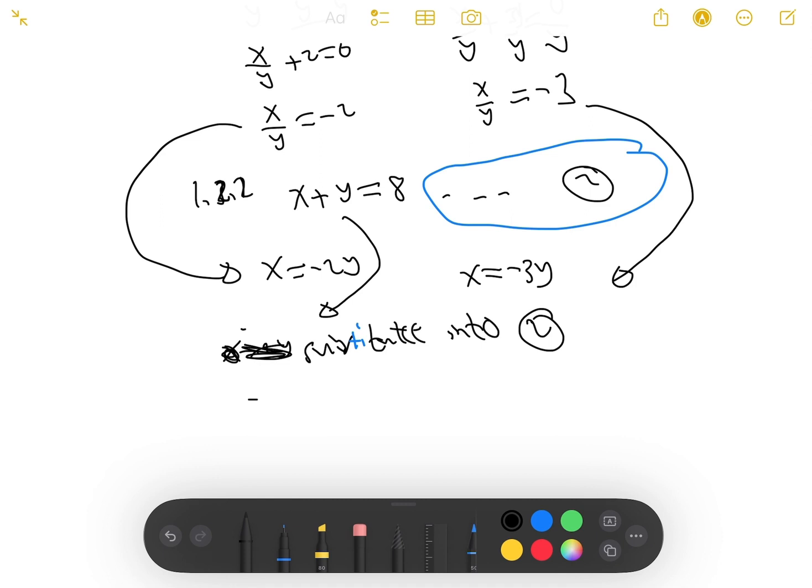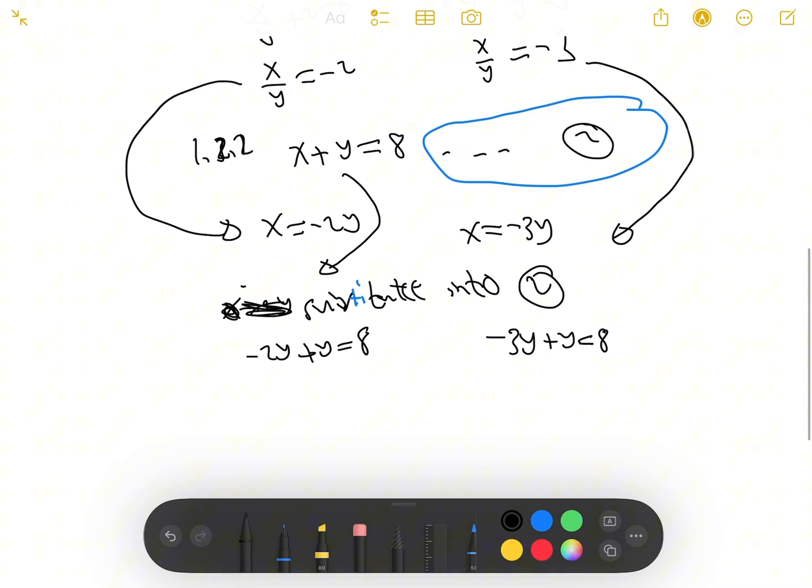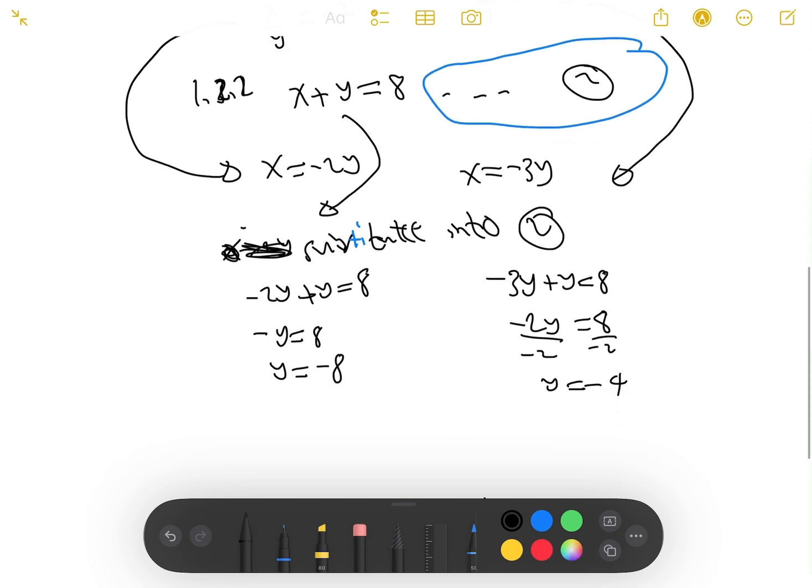So basically you're going to end up with negative 2y plus y equals to 8, and over here you're going to end up with negative 3y plus y equals to 8. Therefore here you have negative y equals to 8, so y becomes negative 8 when you divide by negative on both sides. Here negative 2y equals to 8. You divide by negative 2, you end up with y being equal to negative 4, right?